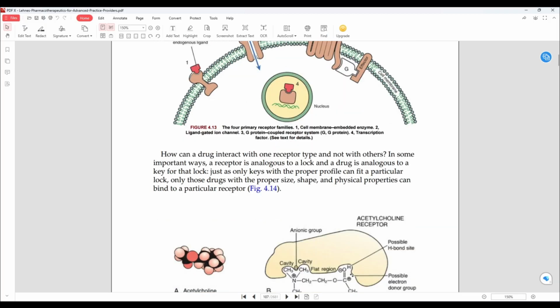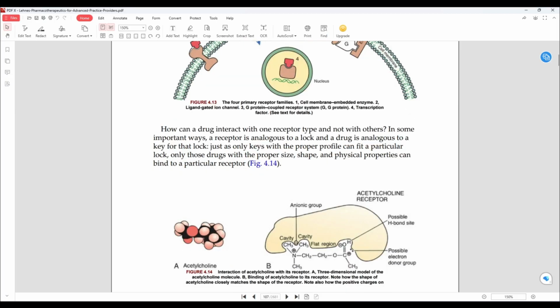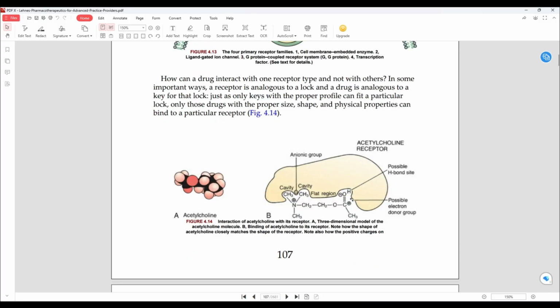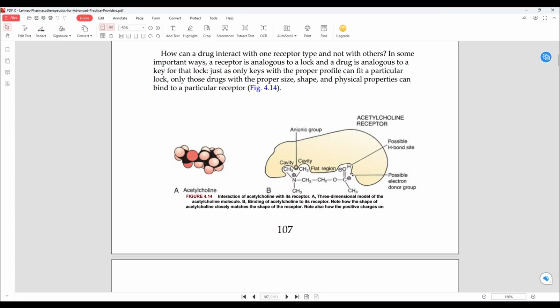So how can a drug interact with one receptor type and not the others? In some important ways, a receptor is analogous to a lock, and the drug is analogous to a key for that lock. Just as only keys with a proper profile can fit a particular lock, only those drugs with a proper size, shape, and physical property can bind to a particular receptor. So here you're taking a look at the acetylcholine receptor, the interaction of acetylcholine with its receptor.